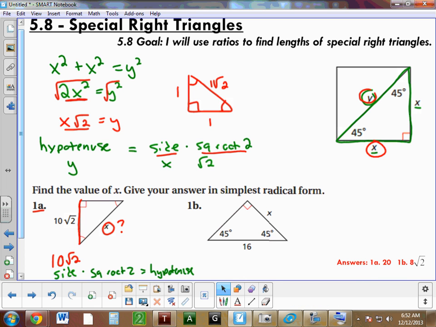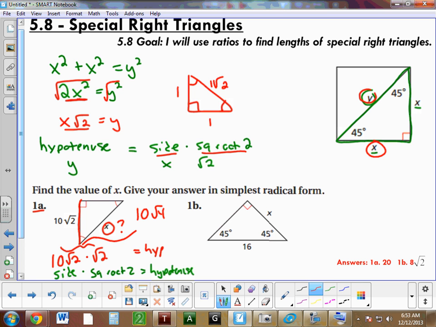So if I just rewrite that same equation, 10 root 2 times the square root of 2, that should give me the hypotenuse. Well, 10 square roots of 2 times the square root of 2 is 10 square roots of 4, which is 10 times 2, which is 20. So that's where that answer comes from.